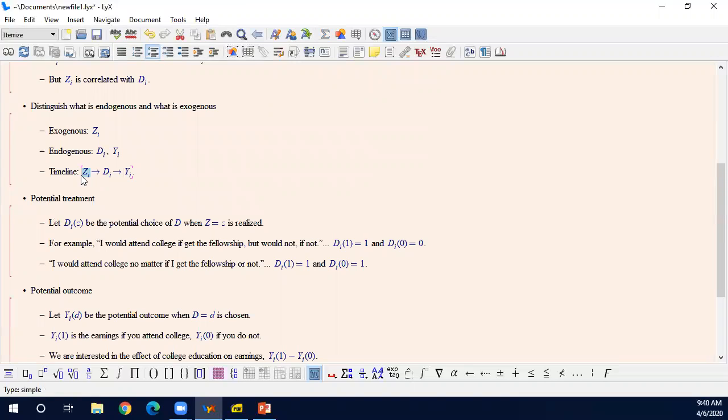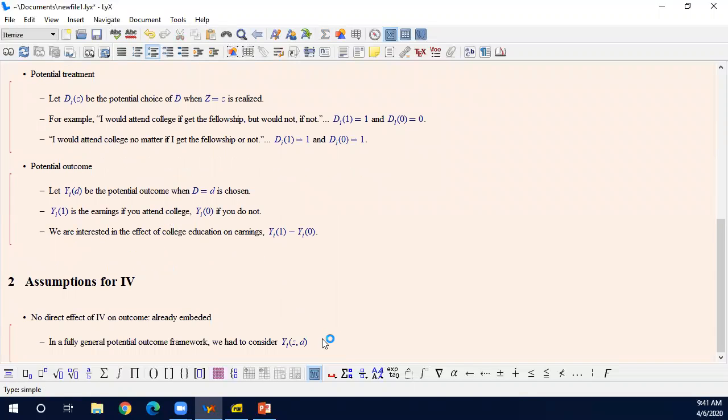So in principle, there is still a possibility that Z has a direct effect on Y. It is just a chronological order, just a timeline, it is not cause and effect. So it is just first and then later. So it is possible that Z affects Y directly. So the most general potential outcome must depend on everything that's determined before Y.